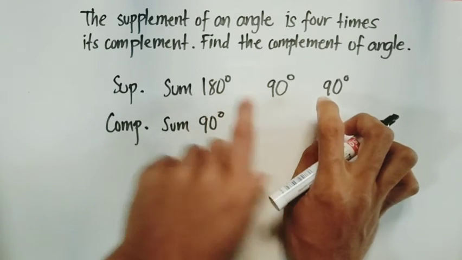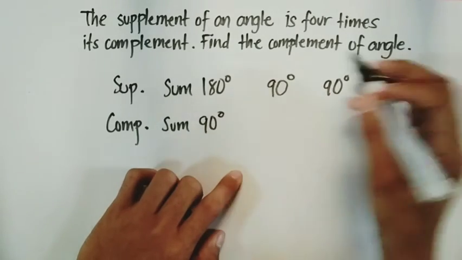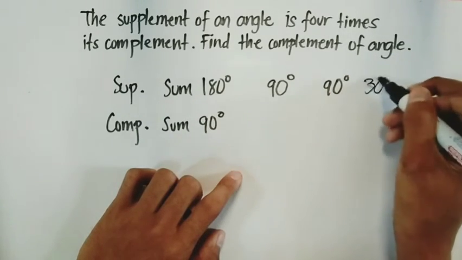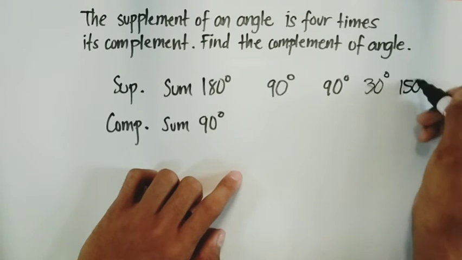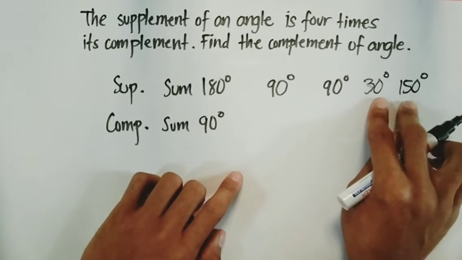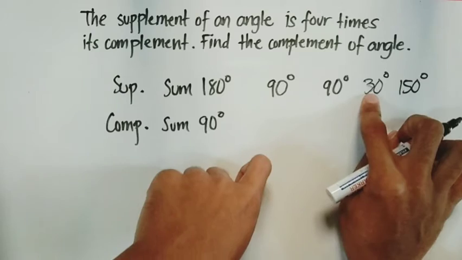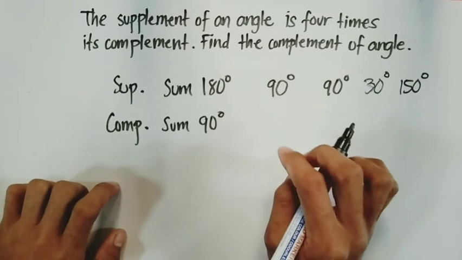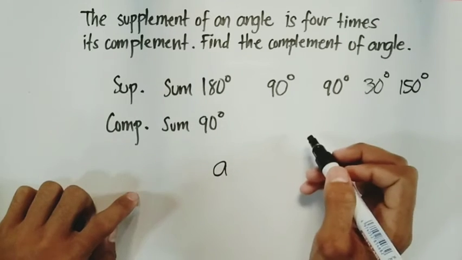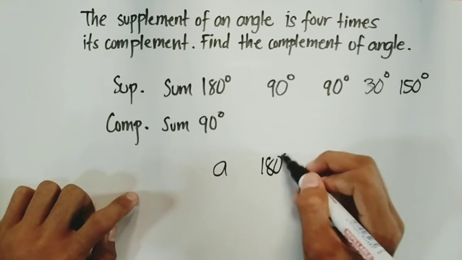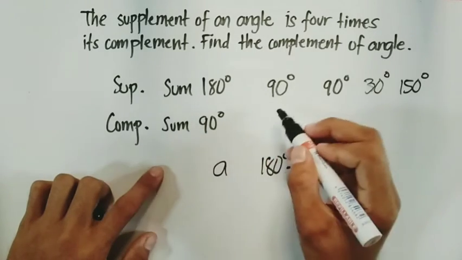subtract mo lang 180 minus the given. So, ito yung sagot. Isa pa, what is the supplement of 30 degrees? So, ang supplement niya is 150 degrees. Kasi, ang sum dapat nila is 180. Or pwede ring i-minus mo, 150 minus 30, 150. Let's say, variable. What is the supplement of A? So, ang supplement niya is 180 degrees minus A. So, ganyan lang. Same dito sa complement, 90 dapat ang sum.